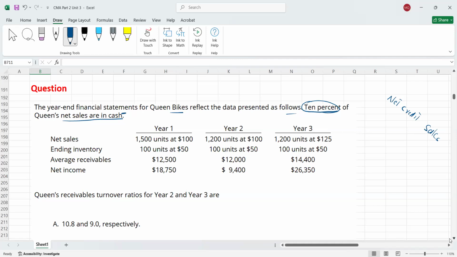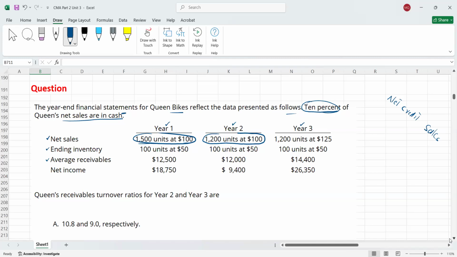Here we got the data. You can see year one, year two, year three, and here we got net sales, ending inventory, average receivables. For net sales, in year one you sold 1,500 units at $100 each. If you multiply units with the sale price, you will get the sales figure. In year two you sold 1,200 units at a price of 100. Once you multiply 1,200 with 100, you will get the sales figure for year two.